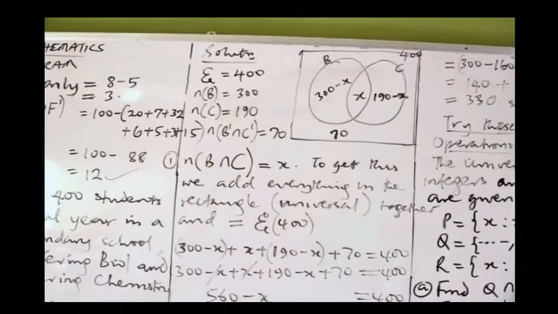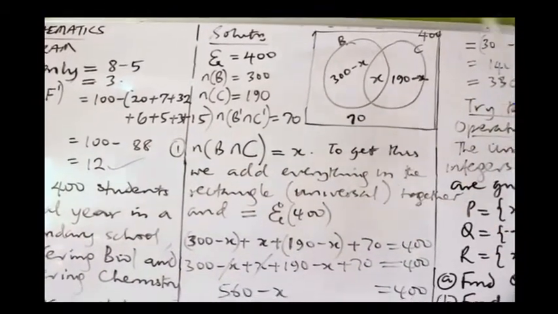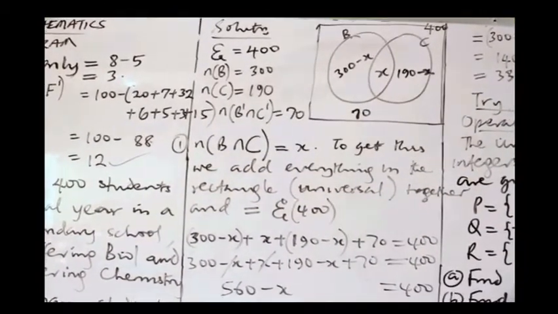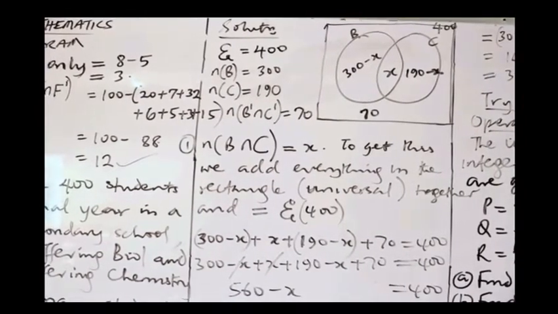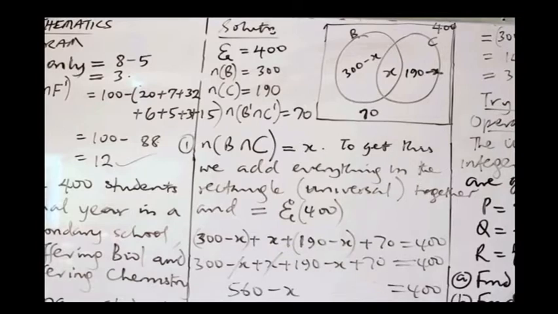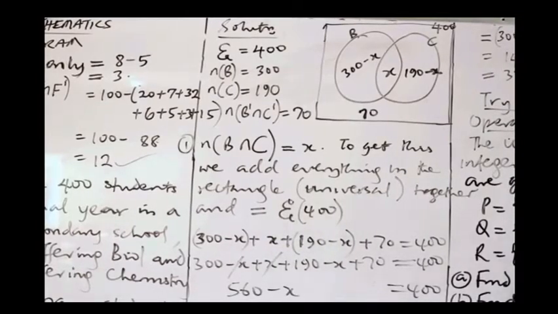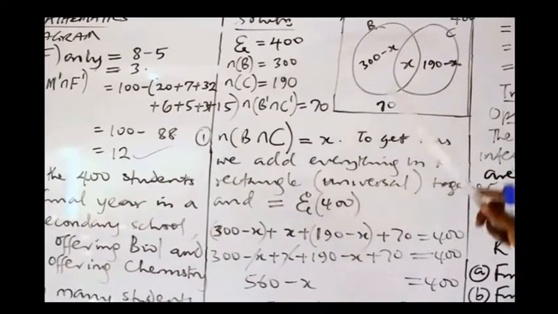Those people are still part of the number of students that we have in that very school. Now, let's go to the question. The first question says, how many students are offering both biology and chemistry? That's where we're going to start.